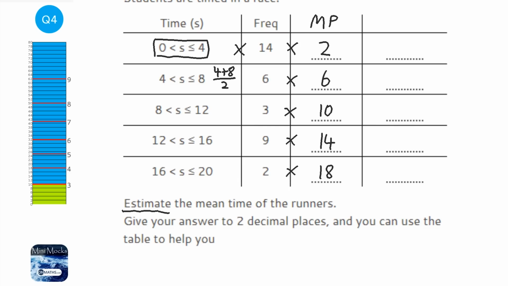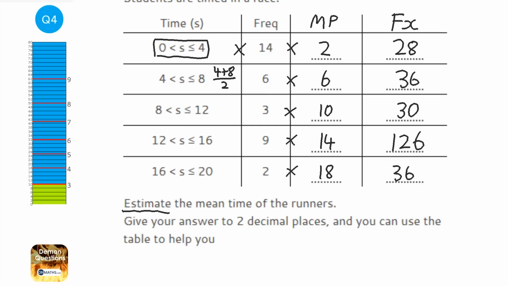So we do 14 times 2, which is 28, 6 times 6 is 36, 3 times 10 is 30, and then you can use a calculator for this, so 9 times 14, have an idea of what it's going to be. Hopefully it's 126, which it is, good. And 2 times 18, which is 36. I call this the fx, although in this case we are calling the first one s, so it's the fs column. And then we need to find the sum of the fs column. So we're going to add up 28, 36, 30, 126 and 36 on the calculator, which is 256.